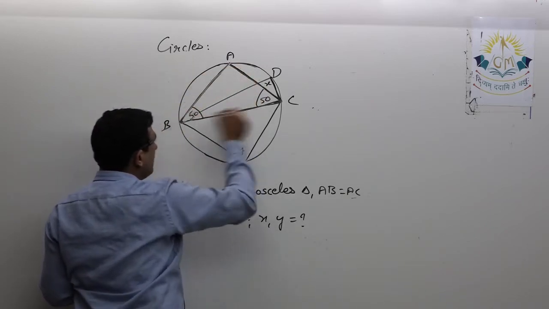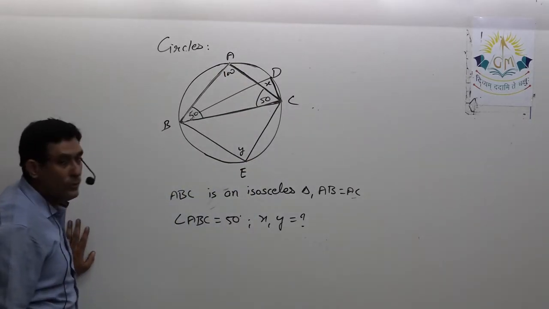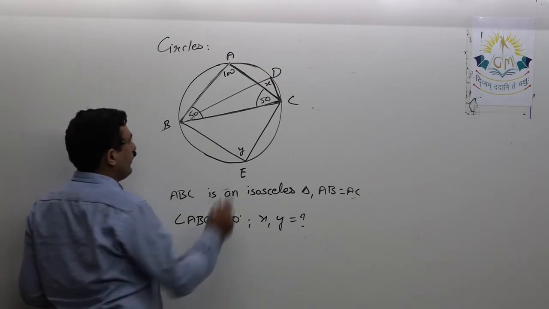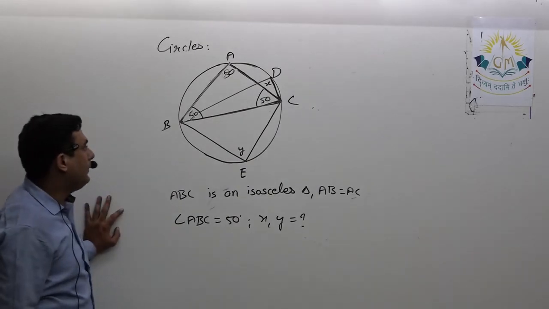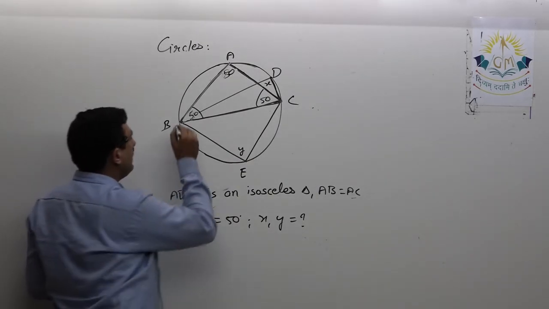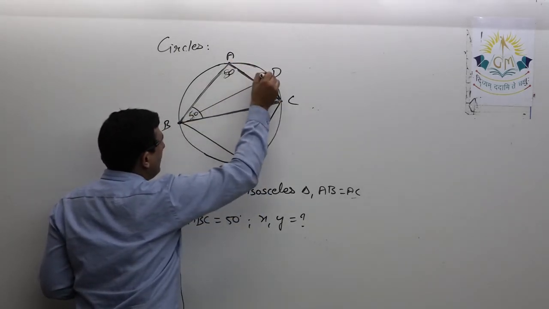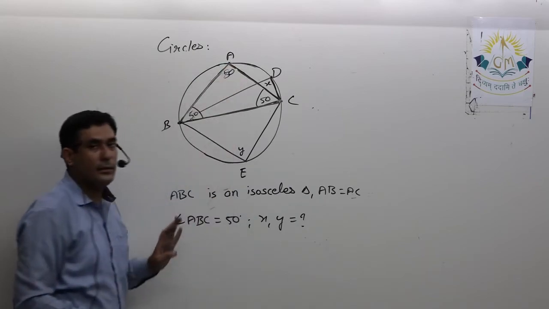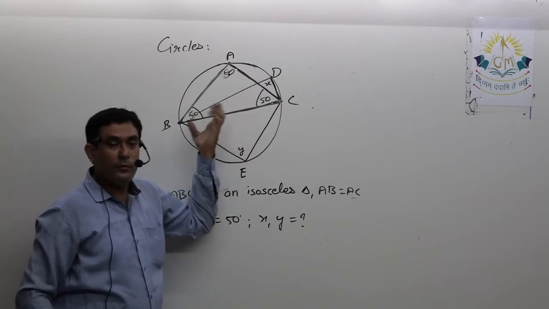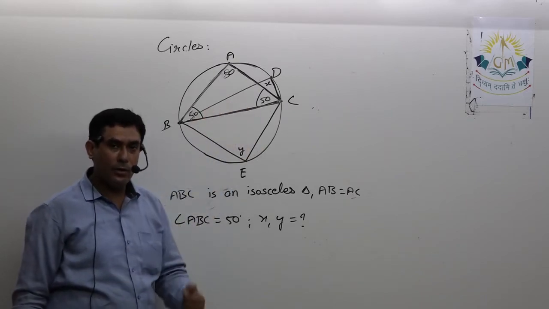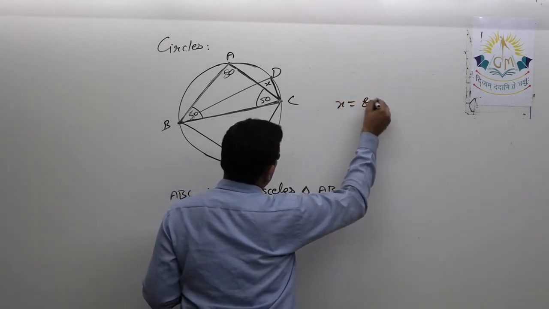Now, if I apply the angle sum property in the triangle, I will get angle BAC as 80 degrees. Now, you can see this BC subtends angle A over here and angle D over here, that means in the same segment. So X should be equal to 80, because we know that angles subtended by any chord in the same segment are equal. So X is equal to 80.